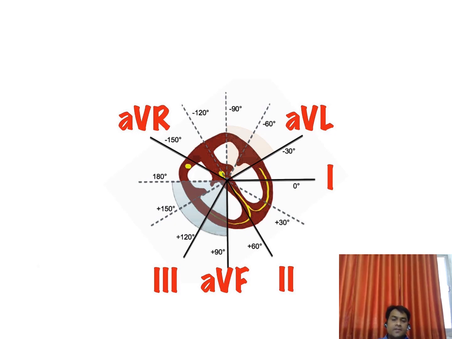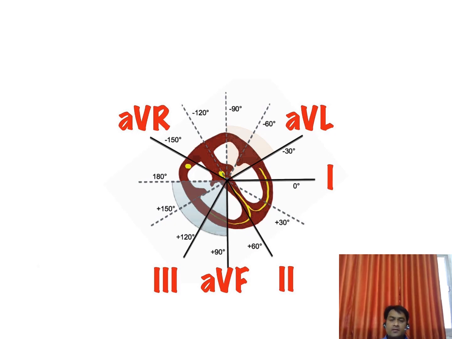So if you see how the leads have been placed and oriented towards the heart, this is the position where lead 1 is directed at a 0 degree angle to the heart. Okay, lead 2 at 60 degrees, lead 3 at 120 degrees, AVL at minus 30 degrees, AVR at minus 150 degrees, and AVF at plus 90 degrees.